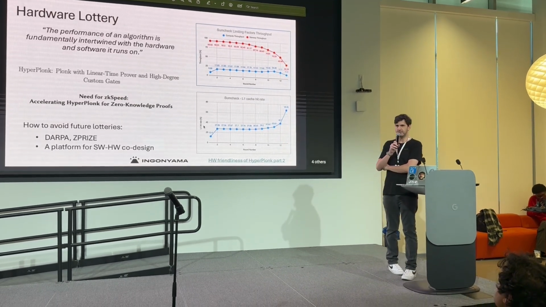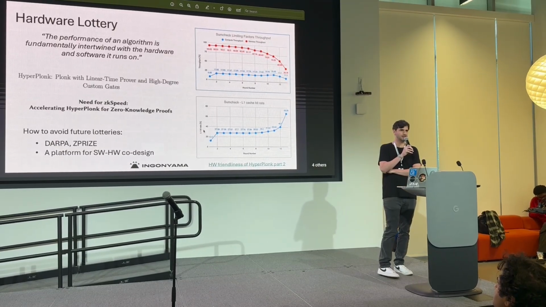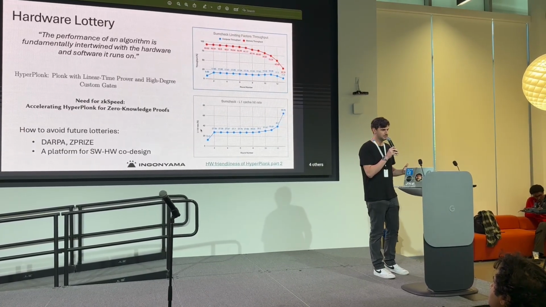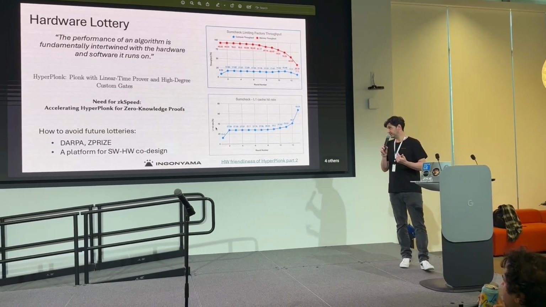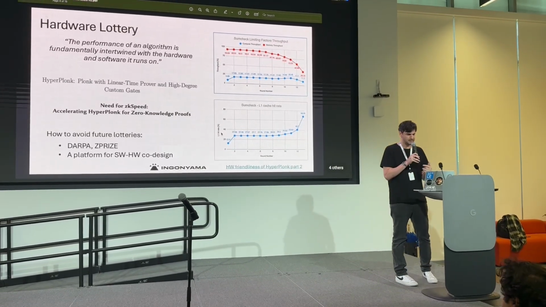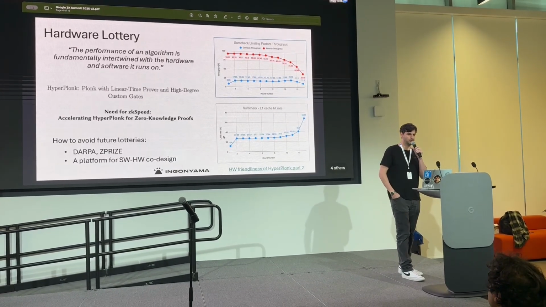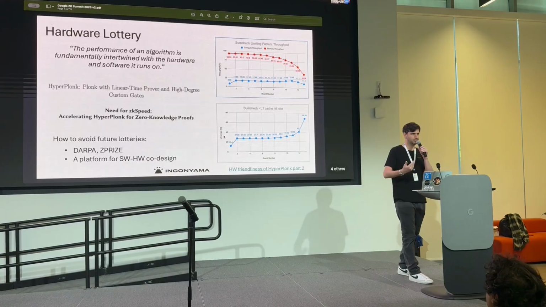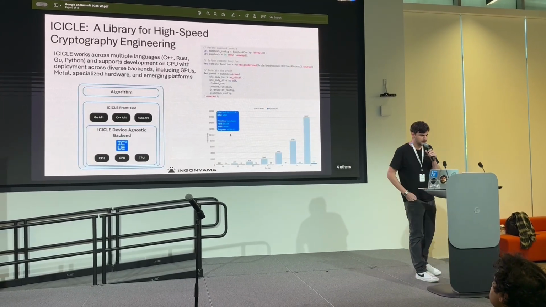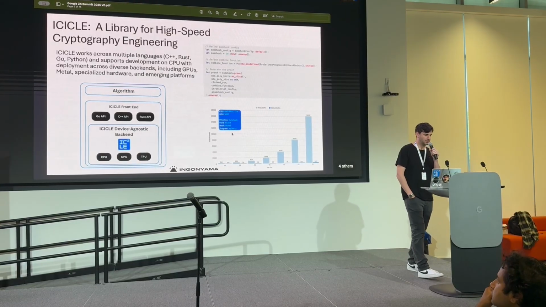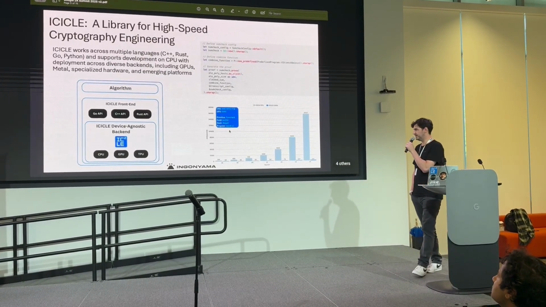One way is by injecting money. So this is DARPA for fully homomorphic encryption. There are multiple startups that started building FHE hardware because of DARPA. There's Zprize for ZK. And what I suggest here is Icicle, a platform that allows you to write software and hardware, or to design your algorithm being aware of software and hardware. Icicle is a library for high-speed cryptography. And I want to start on the left by explaining the very simple design of this library.